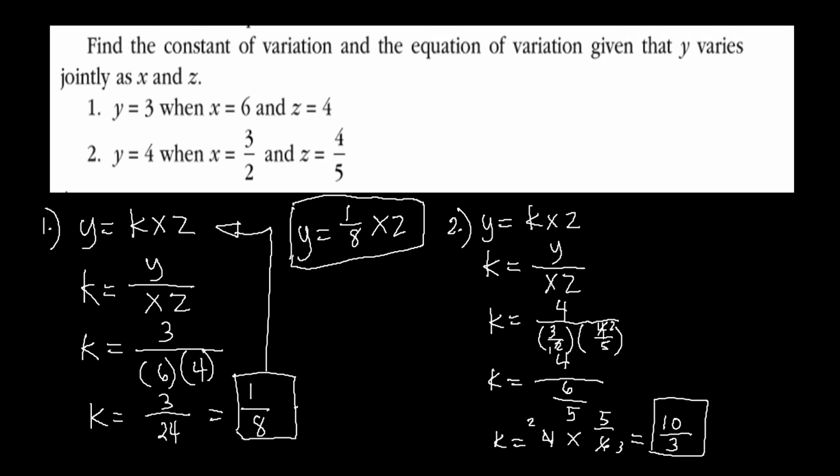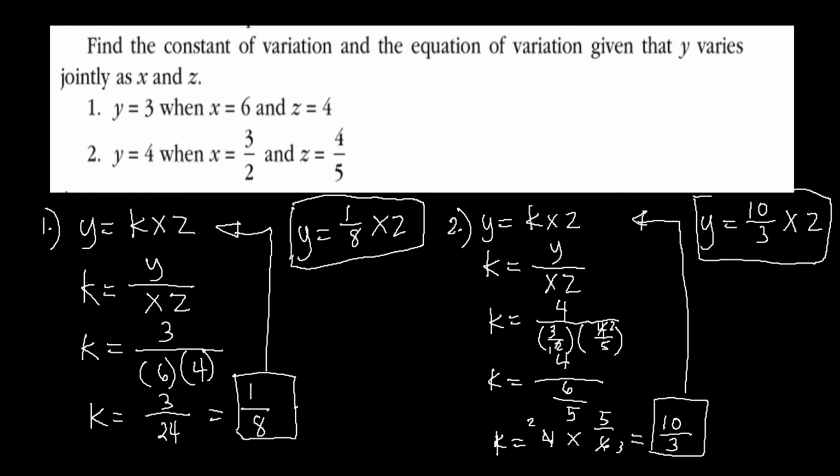Okay, next, after na nakuha mo yung constant of variation, just substitute that sa ating equation. Okay, so we have now y equals 10 over 3 xz. Okay? So, ganun po kadali yung pagkuha ng constant of variation at saka equation of variation.